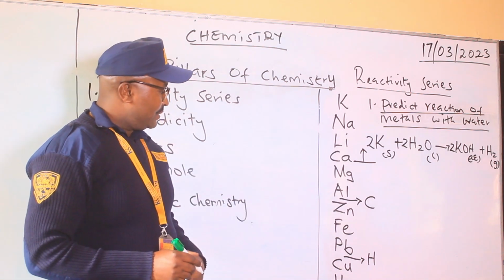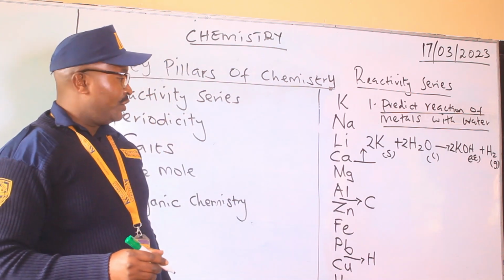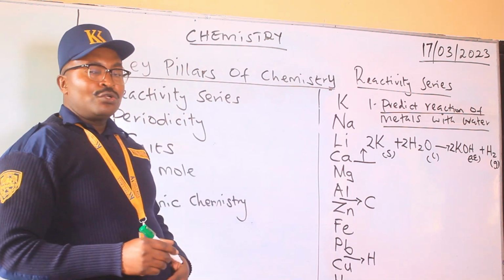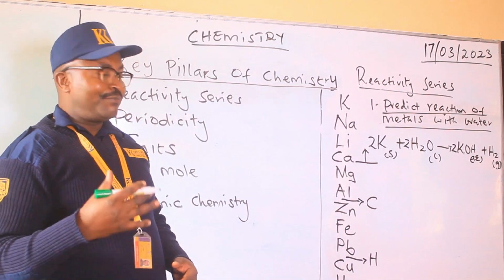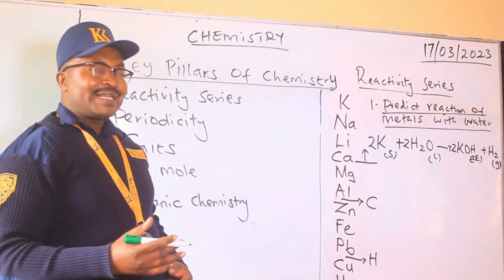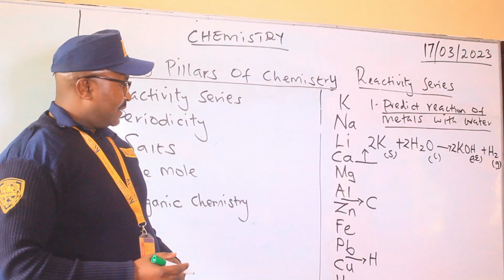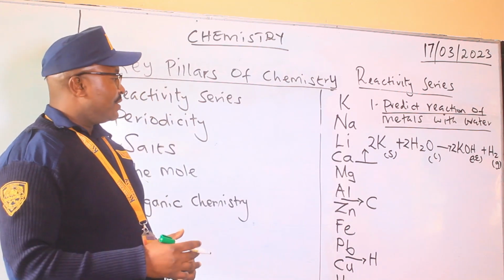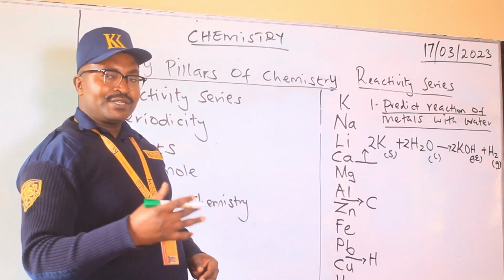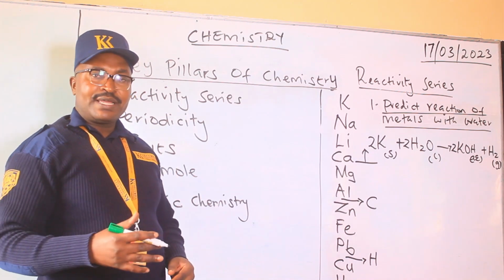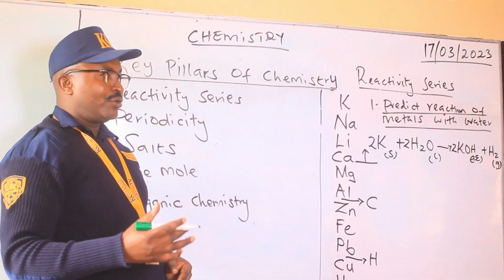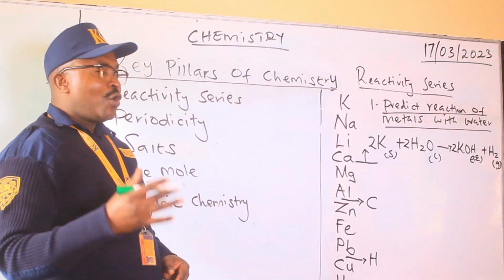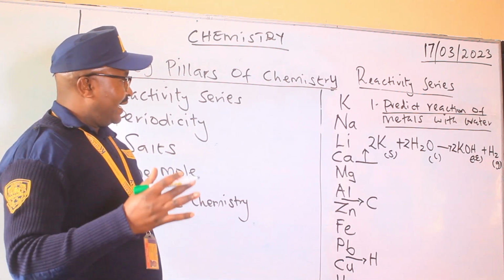Metals below calcium do not react with cold water. However, they react with steam to form respective metal oxides and hydrogen gas. Aluminium, however, reacts with steam, and the reaction quickly stops because of the formation of an oxide of aluminium, which prevents further reaction.